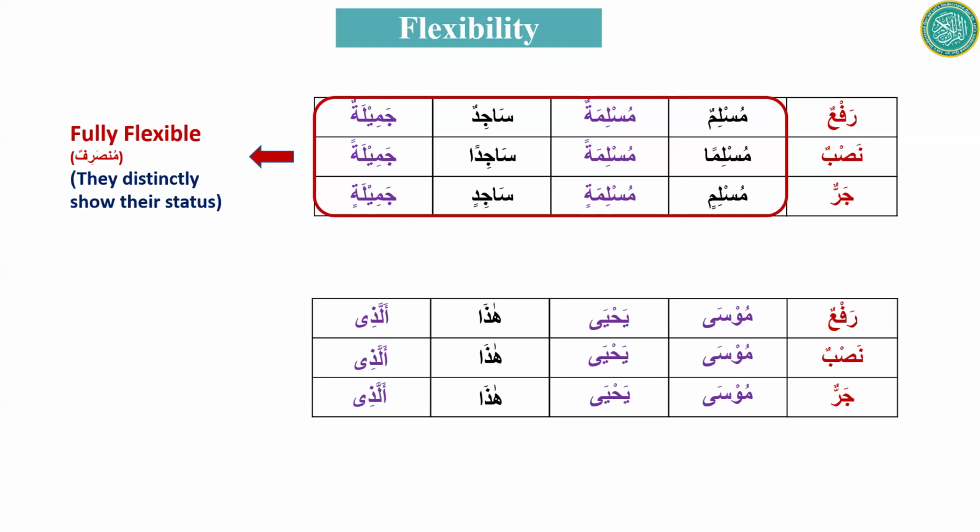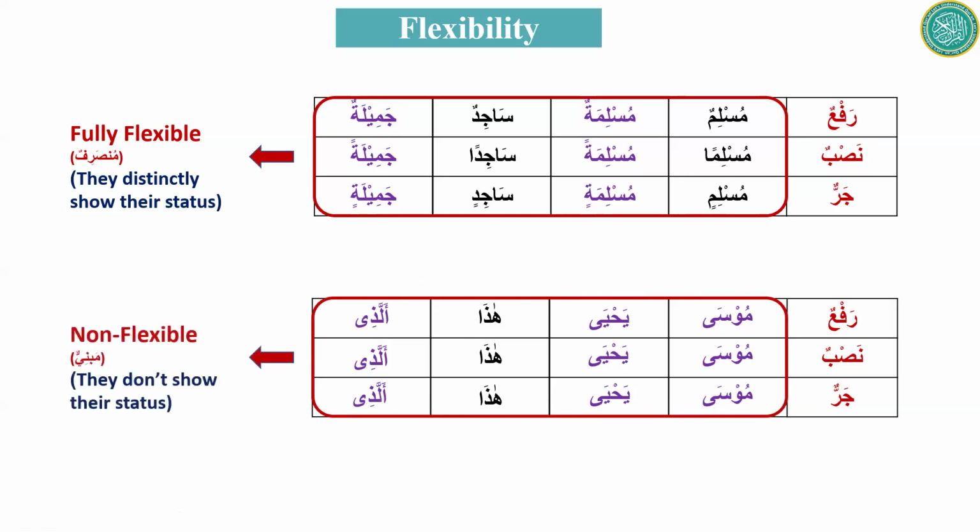So words, or asma, that do not show their status, and where it can sometimes be difficult to tell the status, or anyway it is not clear cut right away, you have to think about it. Those kinds of asma are called non-flexible. And why do we call them non-flexible? Because they don't show their status. So far, we have learned two types with respect to flexibility. Number one, fully flexible, and number two, non-flexible.